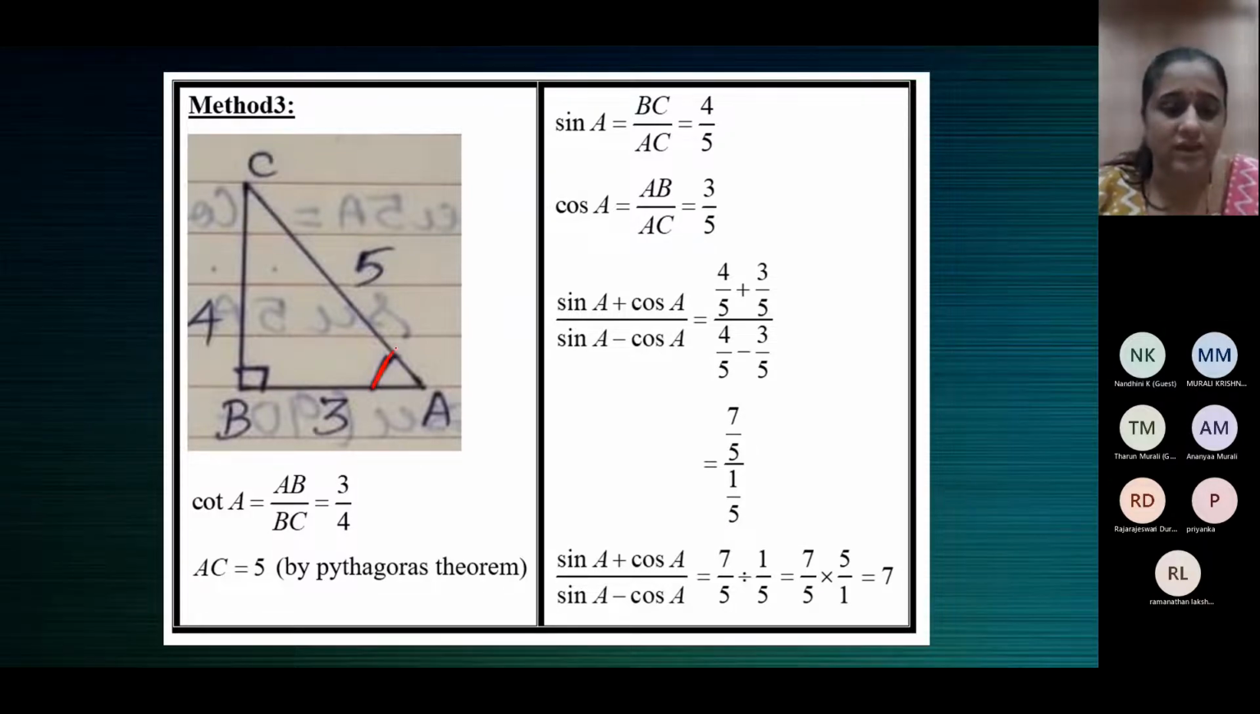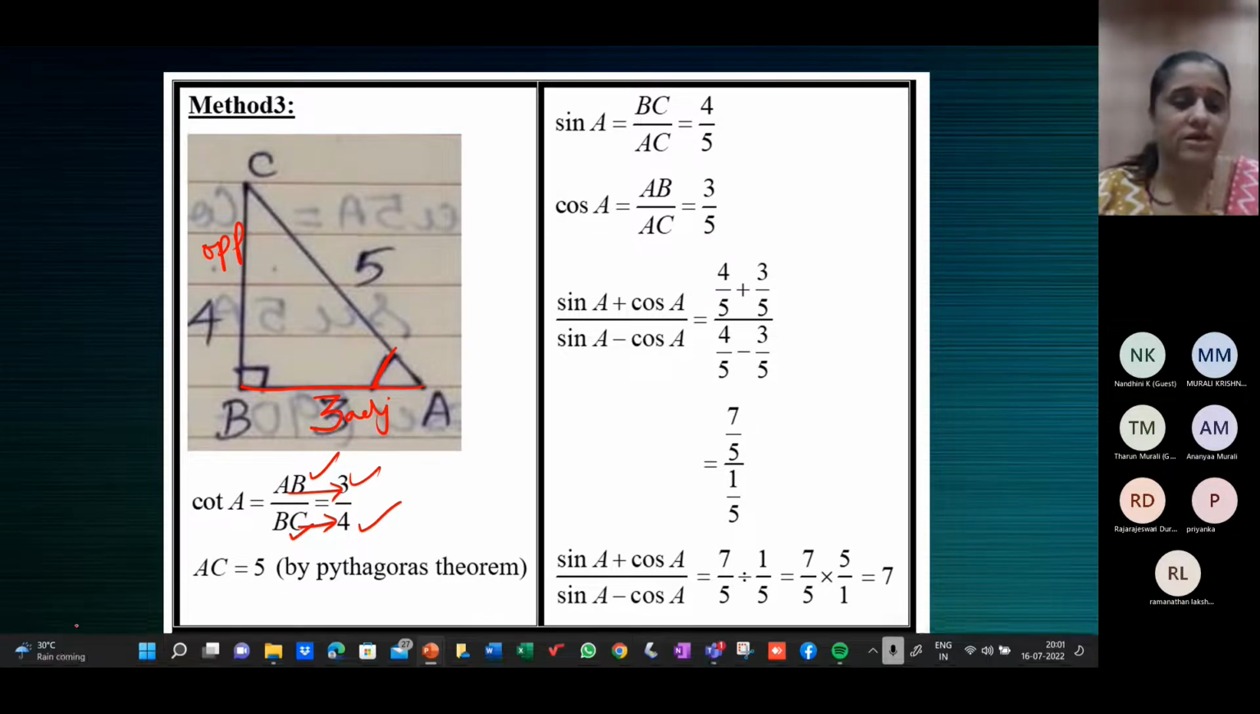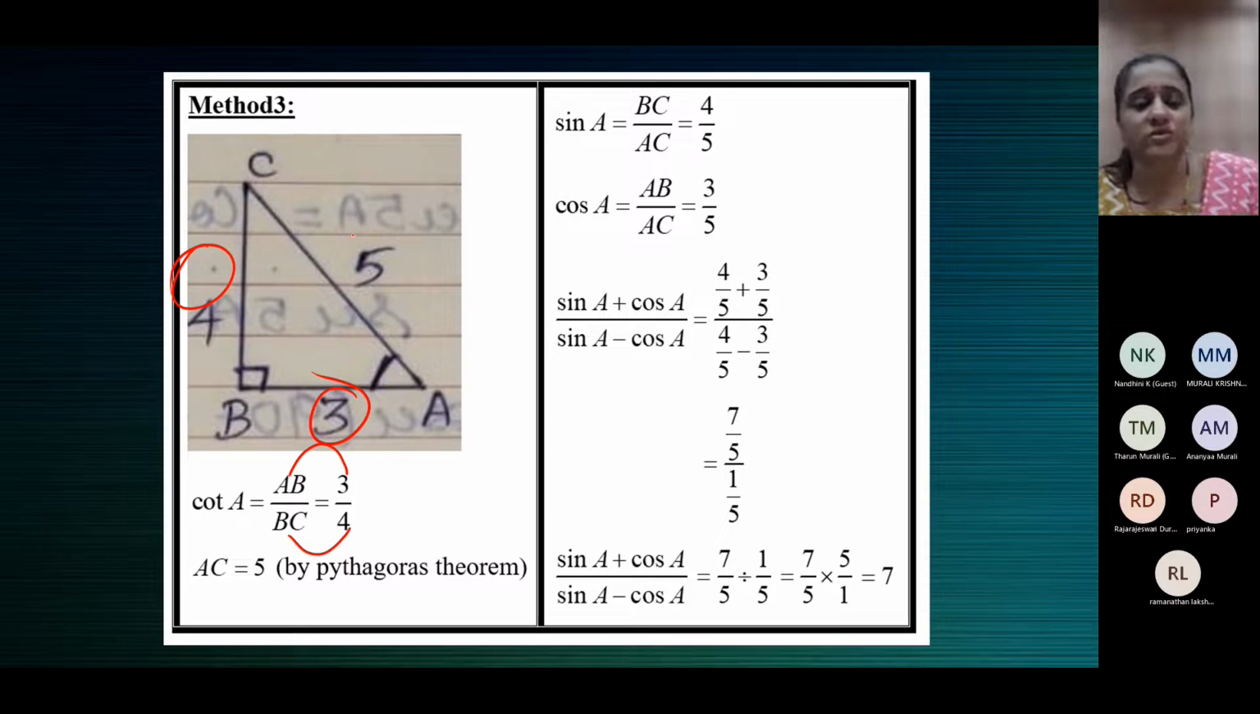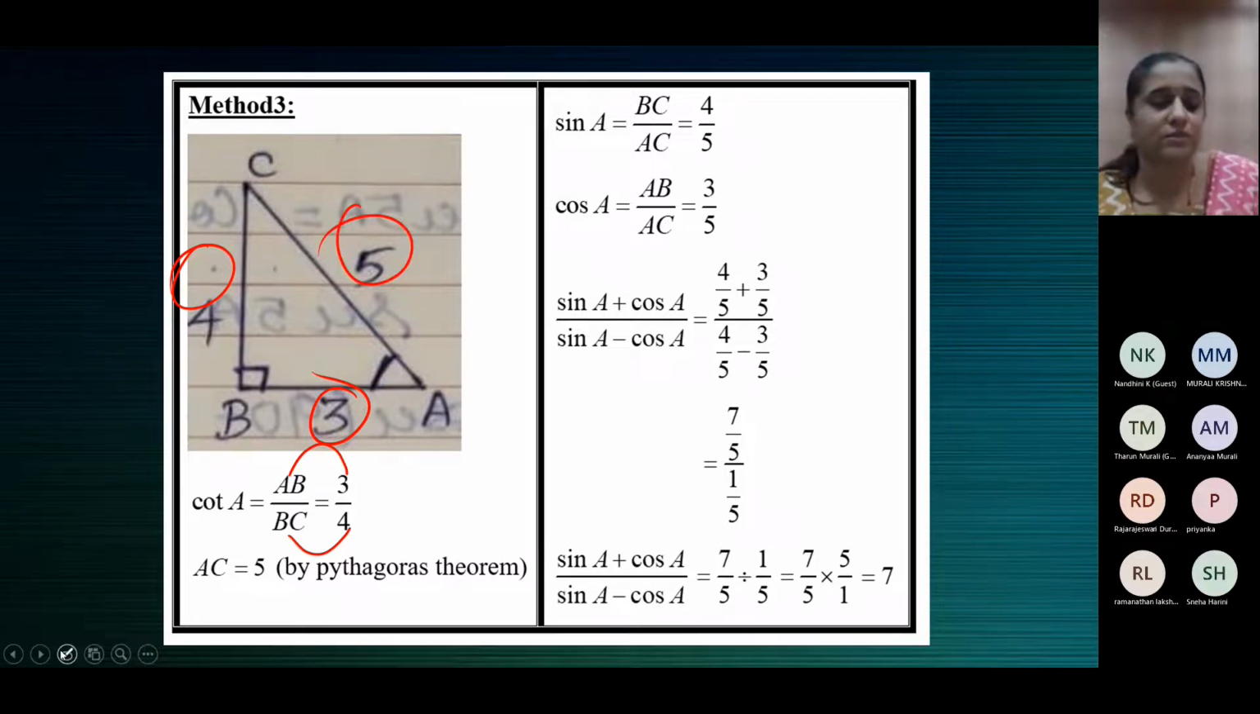So if you take this one as A, cot is adjacent by opposite. Adjacent is AB, opposite is BC, AB by BC, and it's given to be 3/4. So that's why I've taken AB as 3 and BC as 4. So we can find the hypotenuse using Pythagoras theorem. AC is equal to 5 by Pythagoras theorem.